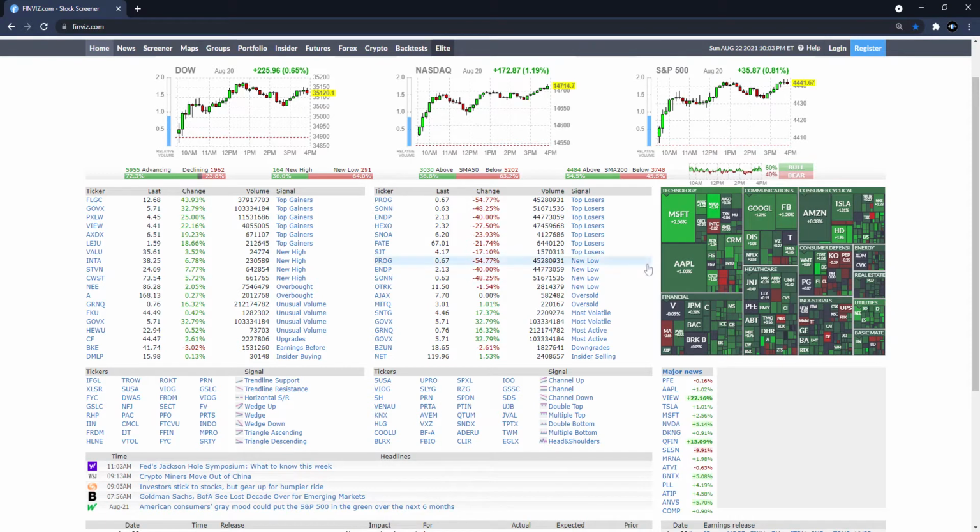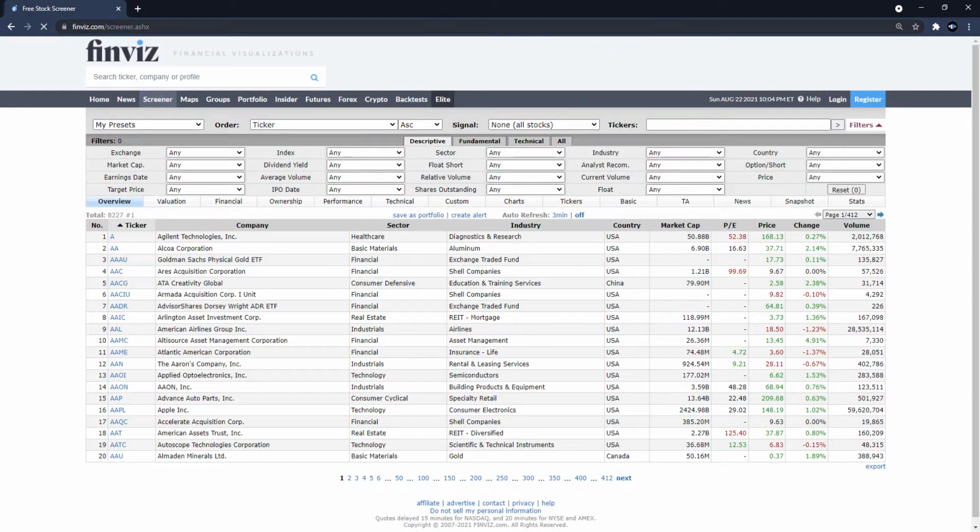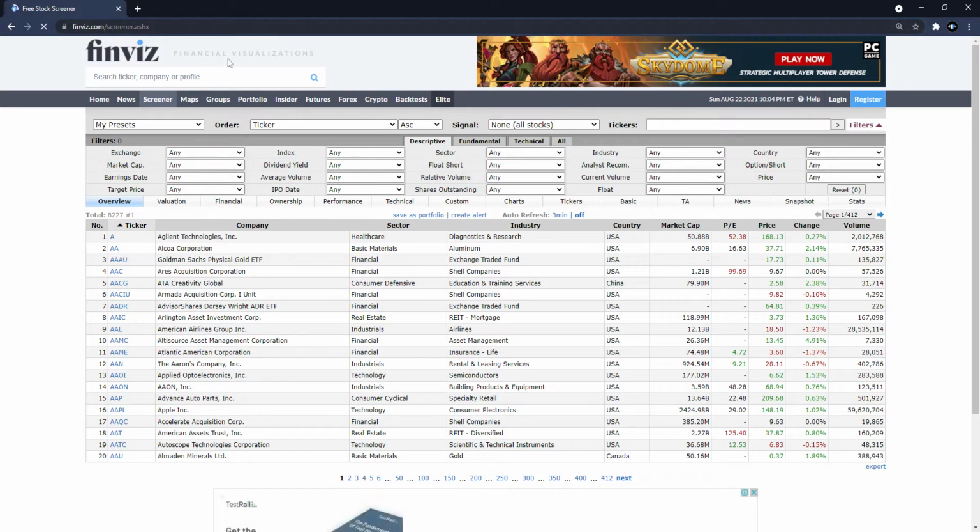But let's just get straight into it. So first of all, you want to go on Finviz.com. I think that a lot of the people that are invested in the stock market and all the other markets, like the forex market and the crypto market, already know Finviz.com. So after we are on this site, we want to go on Screener, right here, or you can just type in finviz.com/screener.ashx or something like that.